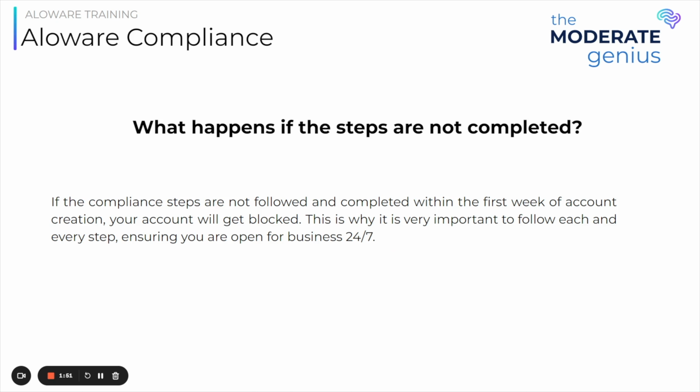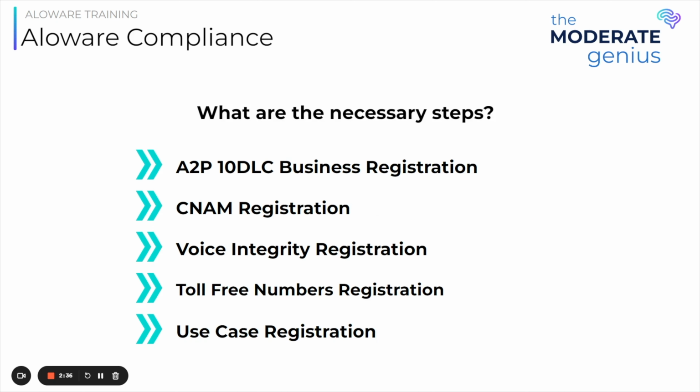What happens if the steps are not completed? If you do not complete these steps, first, you will not be able to use Aloware, and you will not be able to send out any messages or make any calls. It is really important to complete each and every step, and this is not solely for Aloware. The same thing goes for GHL, AirCall, and so on. So everyone must be 100% compliant in order to call or text your leads, their leads, using software such as Aloware.